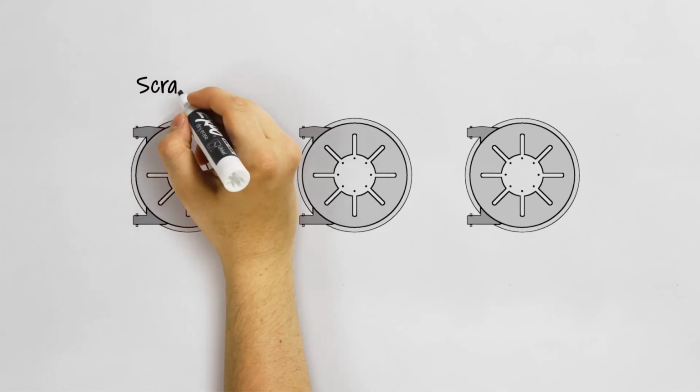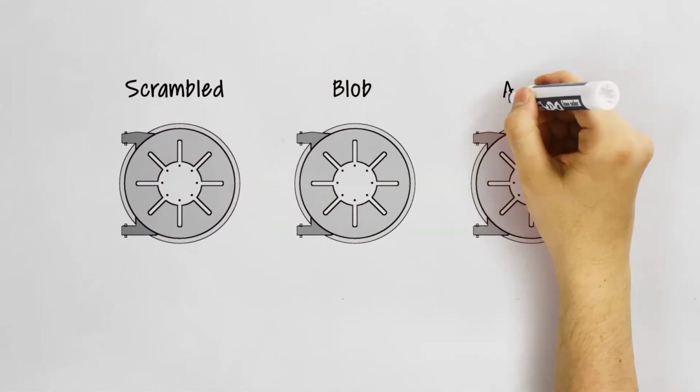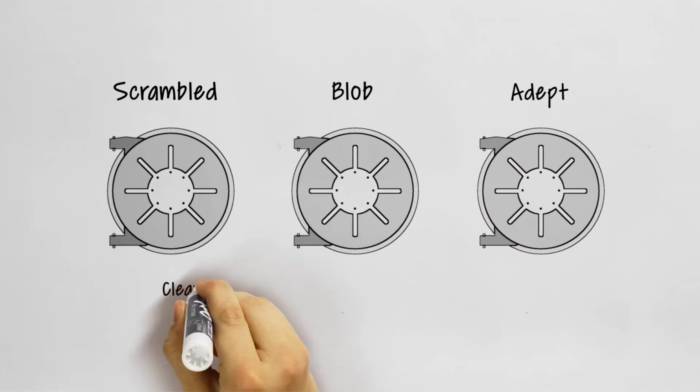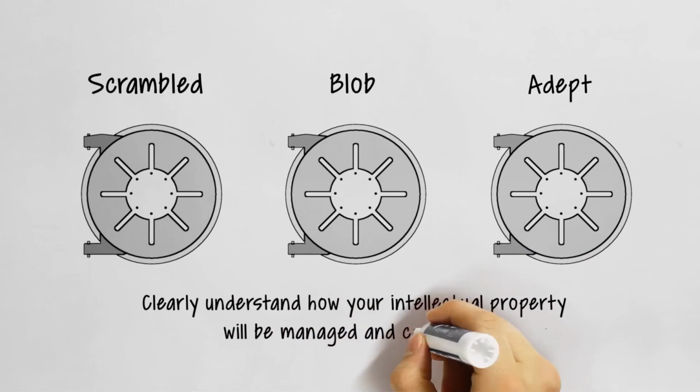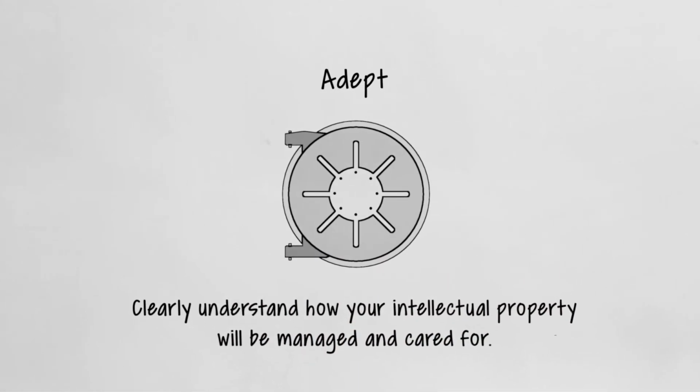In summary, as you decide which engineering data and document management system is right for your organization, make sure you clearly understand how your intellectual property will be managed and cared for, and whether you remain in full control of your own data.